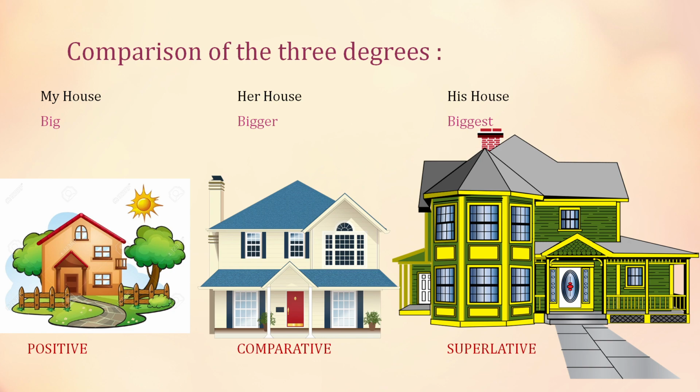Let's see in a glimpse what the comparison of the three degrees is. When I say my house is big, it is positive. I am not making any comparison here. When I say her house is bigger, I am making a comparison between these two houses, so it is comparative degree. When I say his house is biggest, I am making a comparison between all these houses, and this is the highest quality of comparison.